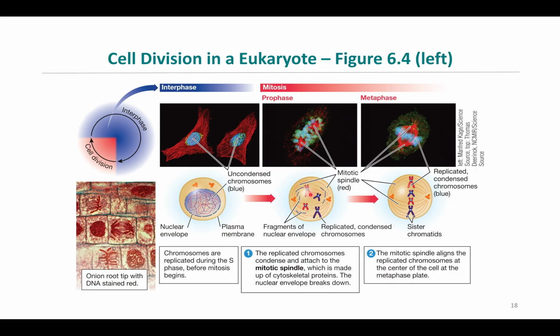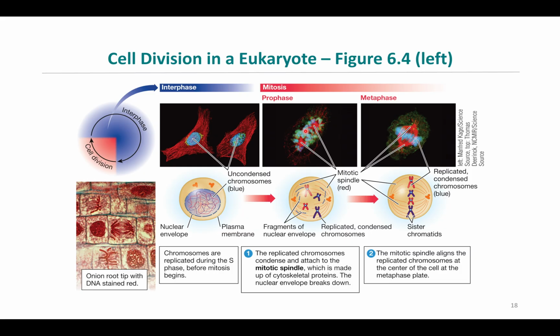The reason they become condensed is that during cell division they move a lot. If they are thread-like structures, there is a higher chance they will get tangled and broken into pieces. But when they become condensed, it is easier to move around, and there is less chance of getting broken apart.